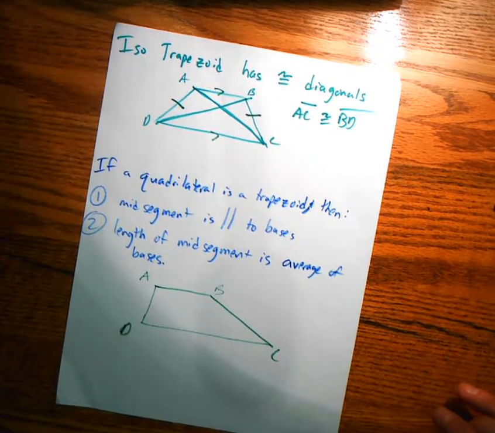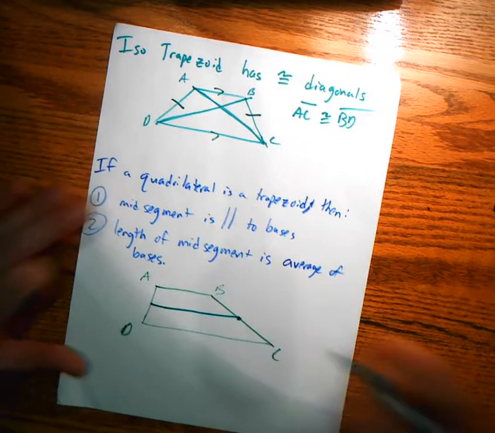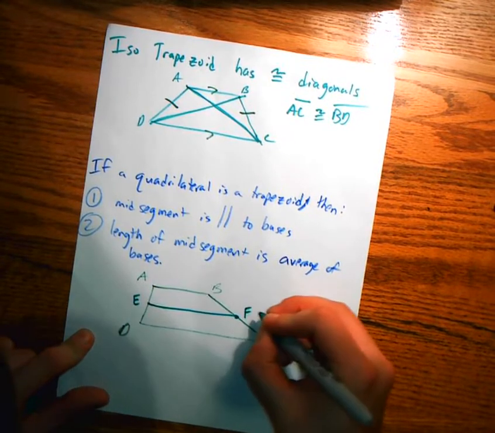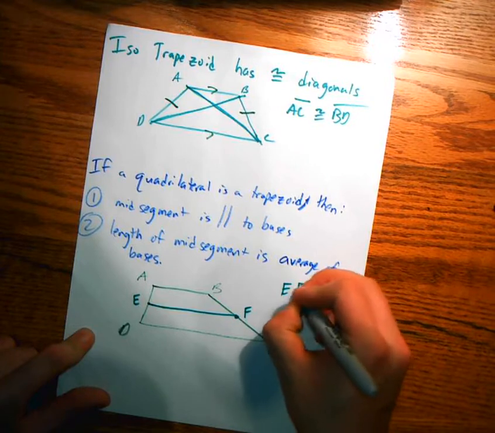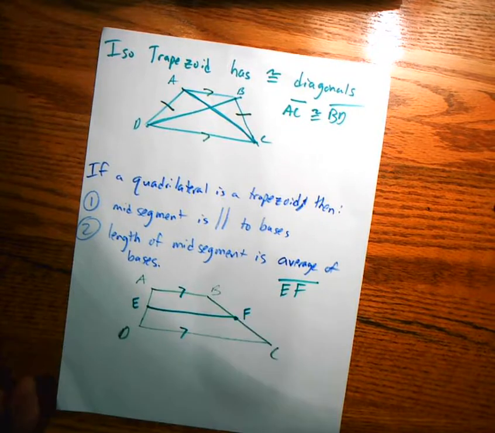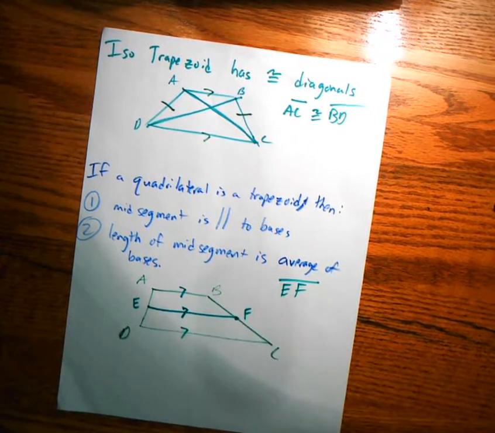Then there's a cool little thing that's talking about a mid-segment of a trapezoid. And what I mean by a mid-segment is a line that connects the legs that cuts the trapezoid in half. So starting right here at this one leg, it's going to go across to the other leg and cut it in half. Now this mid-segment right here, I'm going to call it EF. This mid-segment is parallel to the bases. So in a trapezoid, bases are parallel to each other, and the mid-segment is also parallel to those two bases. That is a requirement of the mid-segment of a trapezoid.